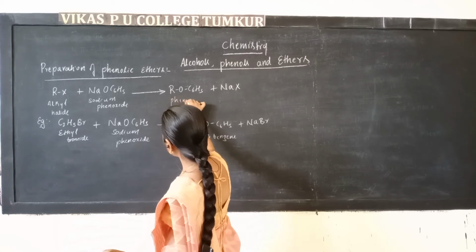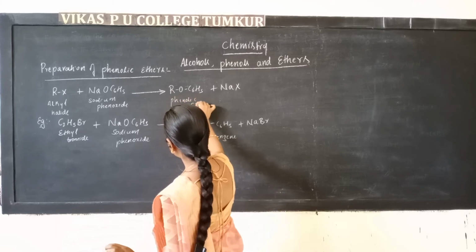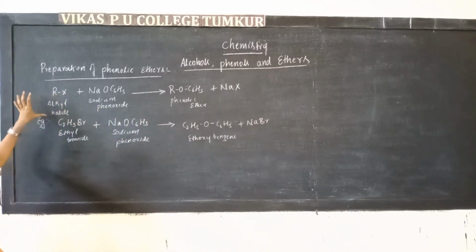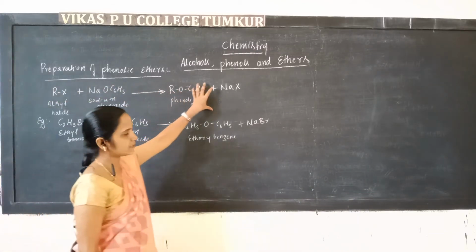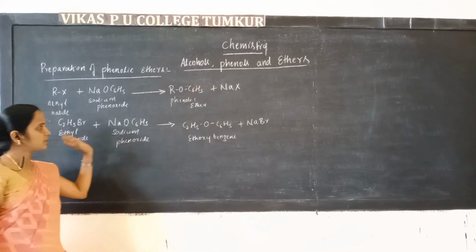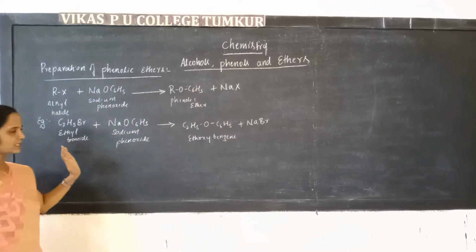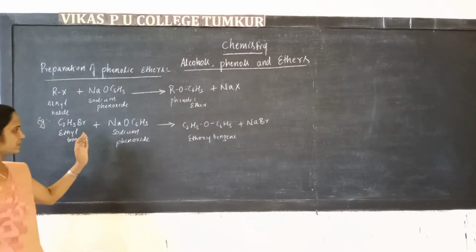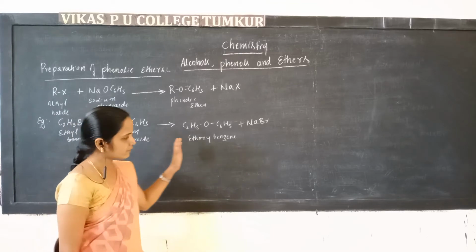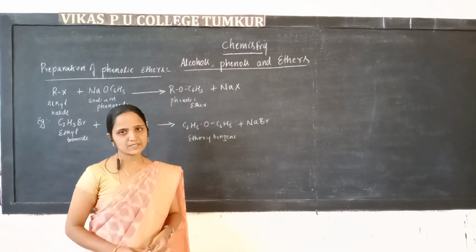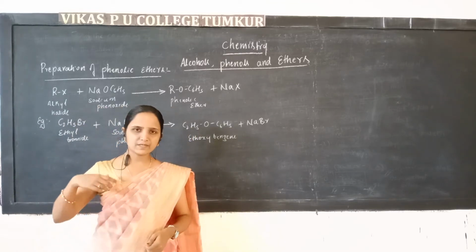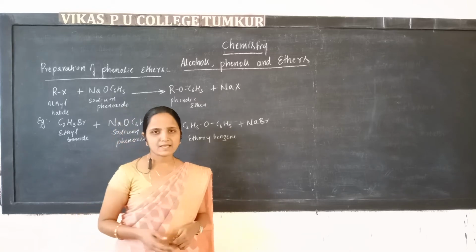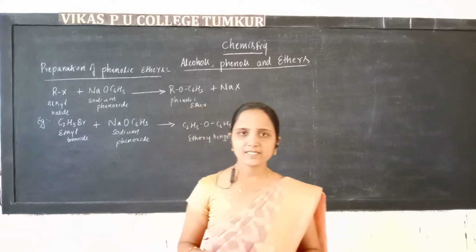The above equation is the general representation of the preparation of phenolic ethers. In particular, ethyl bromide is treated with sodium phenoxide and we get ethoxybenzene. Instead of ethyl bromide, if we take methyl bromide, we get methoxybenzene. This is the method of preparation of phenolic ethers.